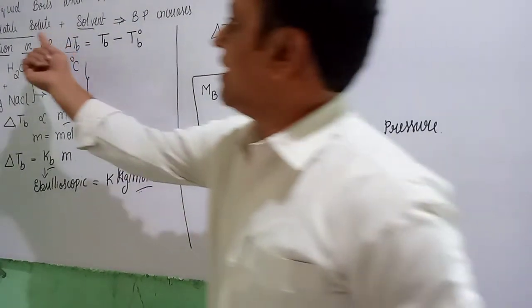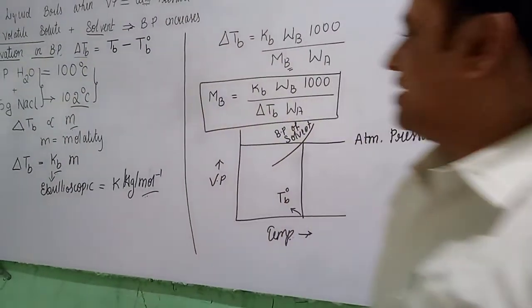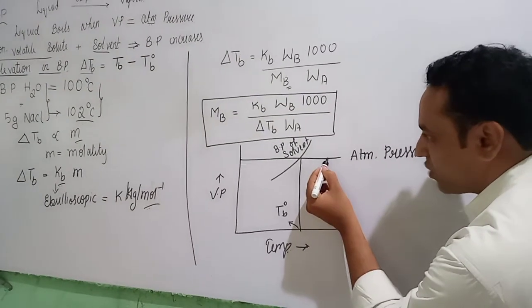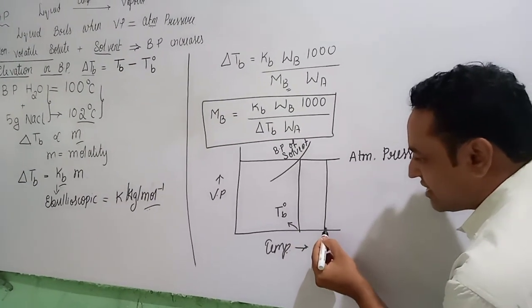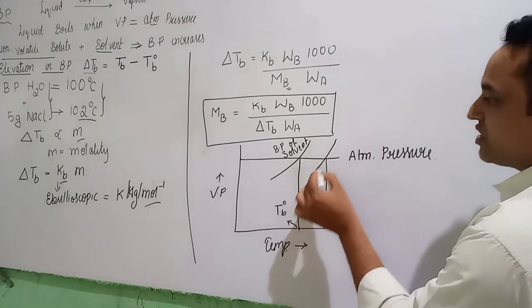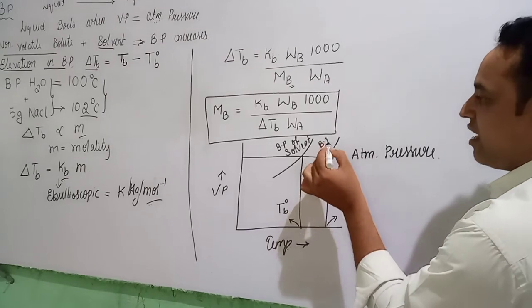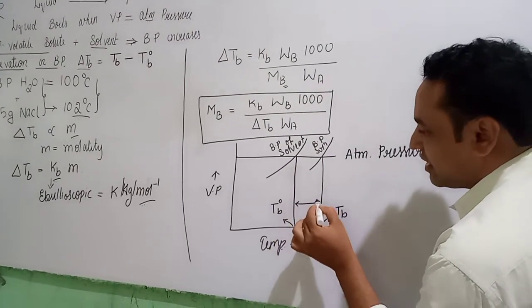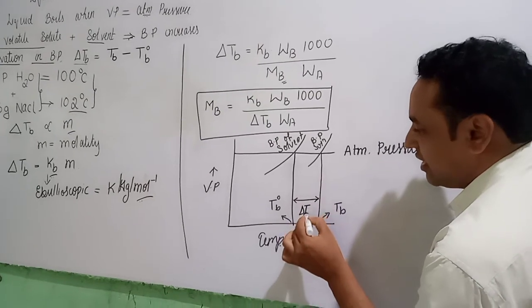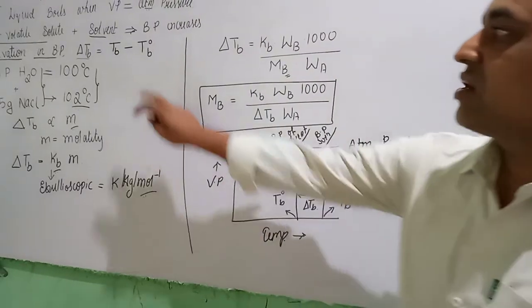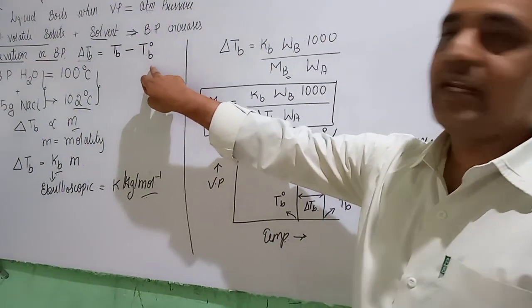Now after adding a non-volatile solute, the boiling point of the solution will increase, which I am going to write here. Consider this is TB, which means the boiling point of solution. So this is the boiling point of solution. Whatever the difference comes is called delta TB, elevation in the boiling point, which we can calculate with the formula TB minus TB naught.